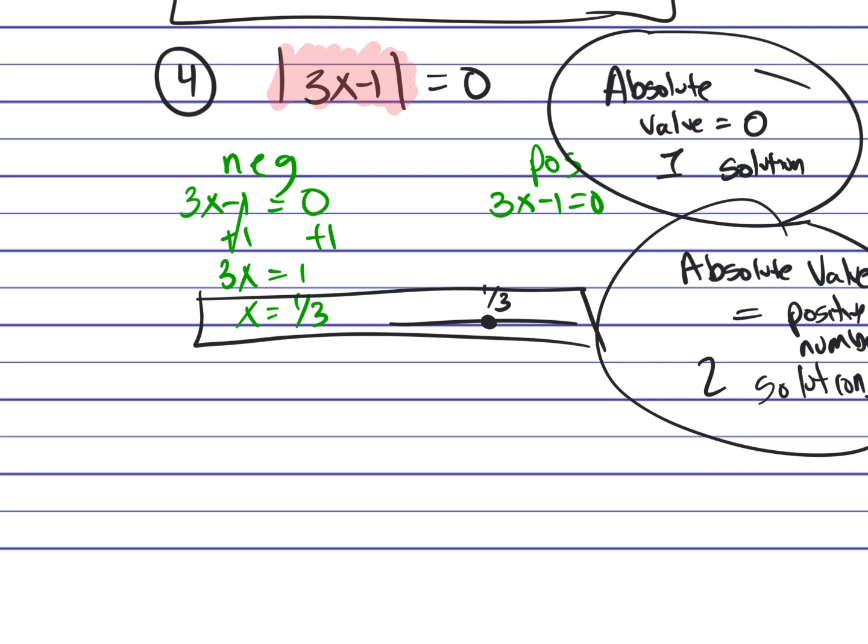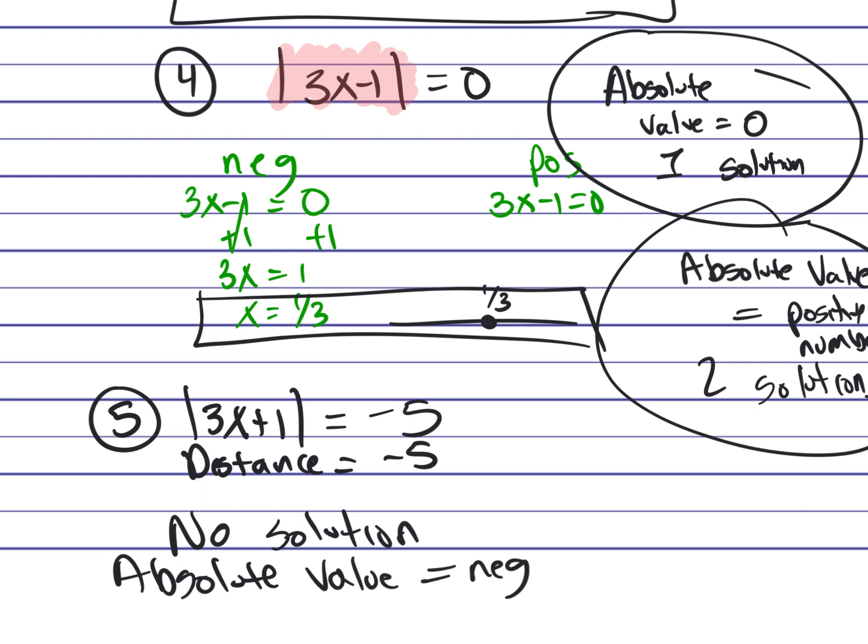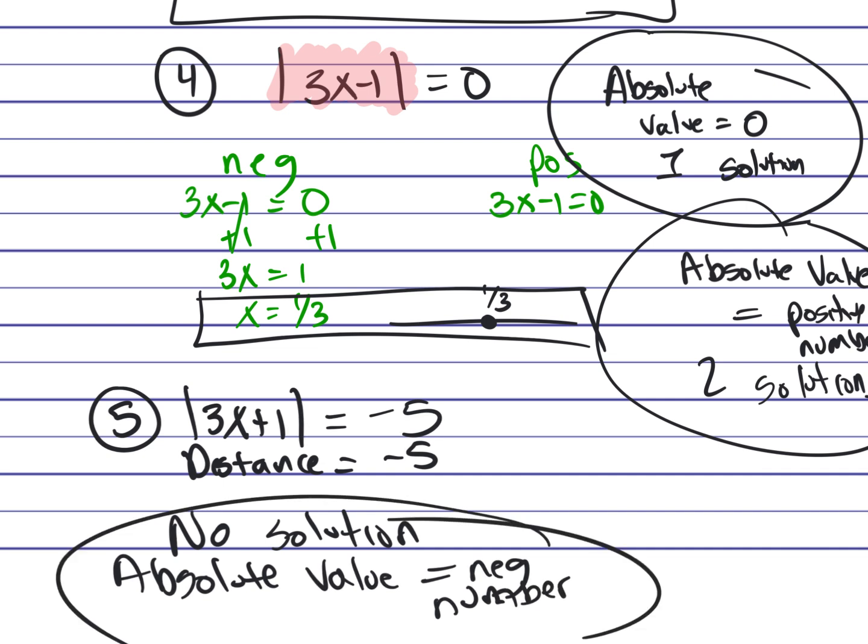But there's also a third case, and I'm going to just squeeze it in here. What happens when my absolute value is equal to a negative number? Well, we run into an issue because remember, absolute value is distance. Can distance equal a negative number? Can we travel negative distance? Well, no. So this problem has no solution, because absolute value is equal to a negative number, and that's not possible because we cannot travel negative distance. So those are the 3 cases you have to watch out for.